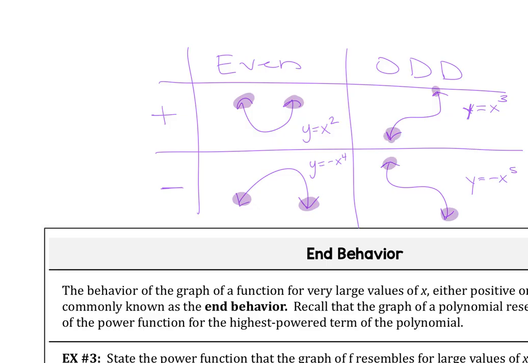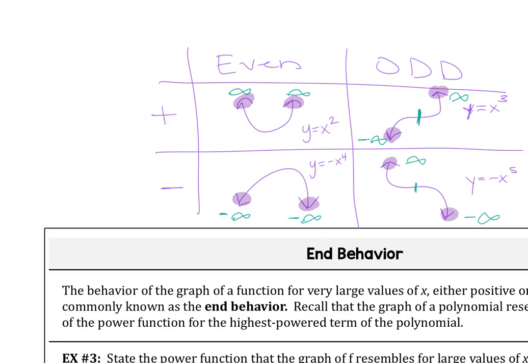So when it's even and positive, they're both going to infinity. But if they're even and negative, they're both going to negative infinity. And if it's odd and positive, the right side, think of this as the middle, the right side is going to infinity, but the left side is going to negative infinity. And here it's the opposite. The left side goes to infinity, and the right side goes to negative infinity.